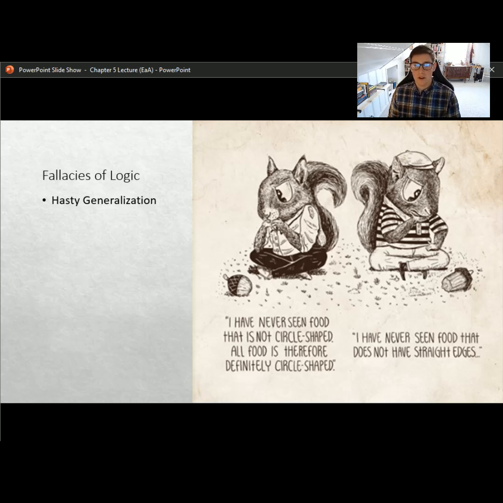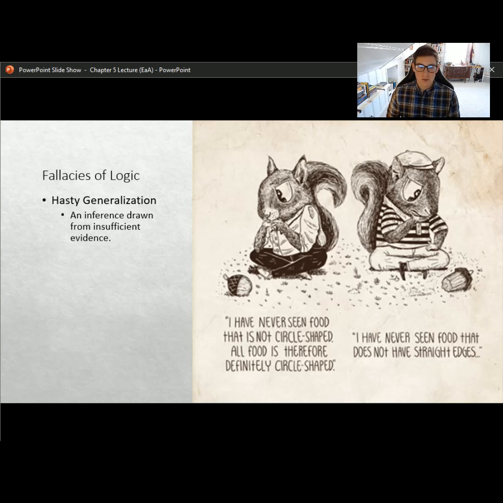Our cartoon here says, I have never seen food that is not circle-shaped. All food is therefore definitely circle-shaped. We're basing it on that one observation. Our other character here says, I have never seen food that does not have straight edges or is not circle-shaped. Two different observations, two very different conclusions have been drawn.